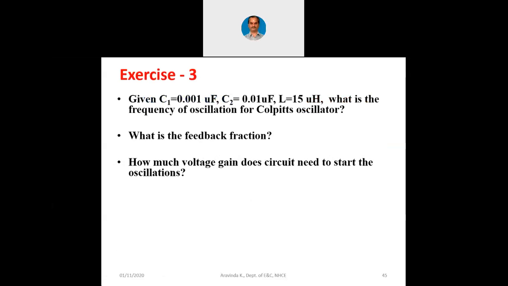You will have to solve it and you will have to tell me the answer within a few minutes. Given C1 is equal to 0.001 microfarad, C2 is equal to 0.01 microfarad, L is equal to 15 microhenry. This u is micro. What is the frequency of oscillation for the Colpitt's oscillator? What is the feedback fraction? How much voltage gain does the circuit need to start the oscillations? Can you quickly solve all these three? I have shown you the formula already. Quickly solve all these three and tell me the answer.